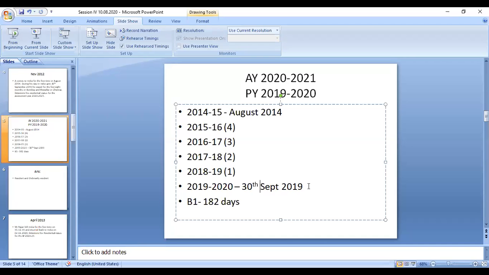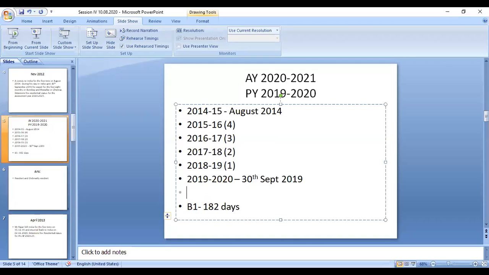The previous year starts with 1st April 2019 and ends on 31st March 2020. This is the previous year's date range. So 30th September falls in the previous year. Now we have to check how many days he is staying in India in the previous year, that we have to calculate. Up to 13th September only he is in India.